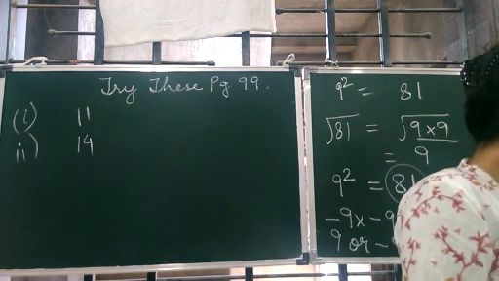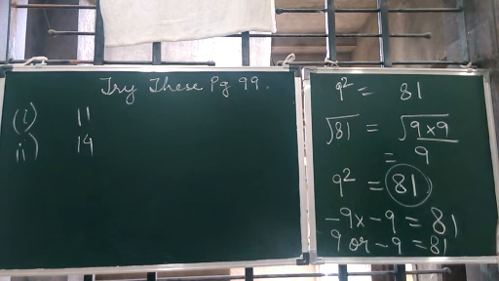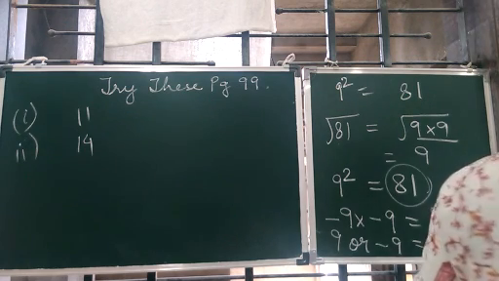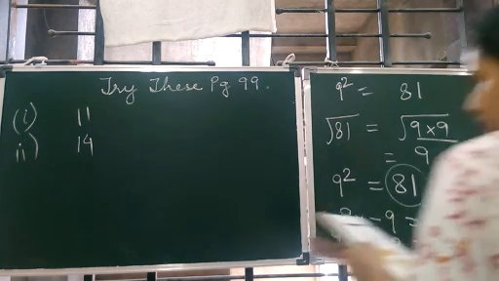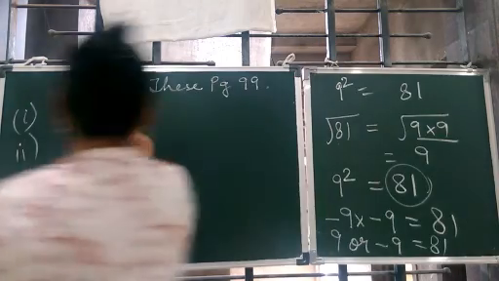Then we have done finding the square root using repeated subtraction, then finding the square root with the help of prime factorization. Now there is one more. Try these on page 100.